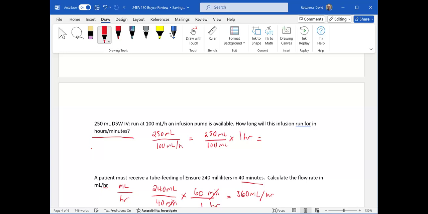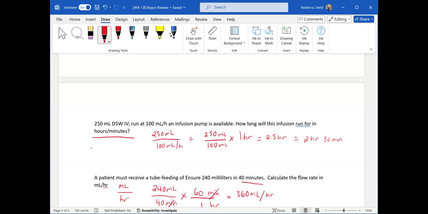So when I do the calculation, 250 divided by 100, I'm going to get 2.5 hours. And then you know that half an hour is 30 minutes. So you would say 2 hours, 30 minutes to answer this question correctly. So if you got 2.25, you'd say 2 hours, 15 minutes. If you got 2.75, you'd say 2 hours, 45 minutes.